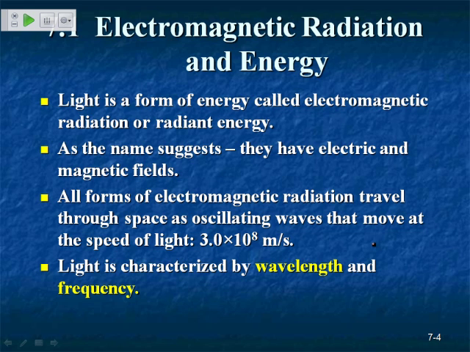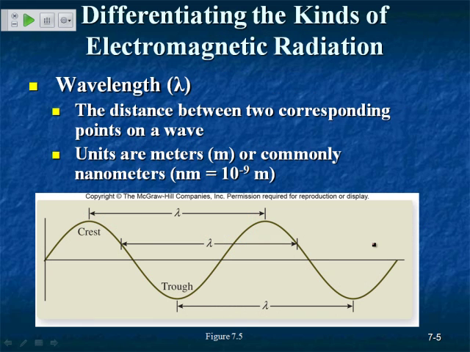Okay? And when we talk about all forms of electromagnetic radiation, how are these forms different? Or how do we differentiate the forms? We use these two properties of electromagnetic radiation, wavelength and frequency. So let us have a brief introduction to wavelength and frequency.